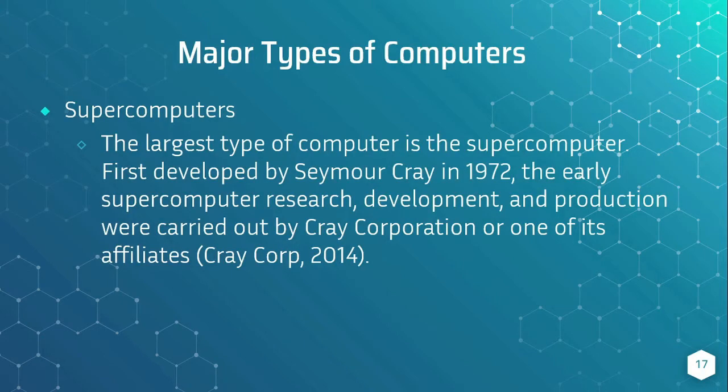Supercomputers. The largest type of computer is the supercomputer, first developed by Seymour Cray in 1972. The early supercomputer research, development, and production were carried out by Cray Corporation or one of its affiliates. A supercomputer is a computational-oriented computer specially designed for scientific applications requiring a gigantic amount of calculation. To be useful, it must process at super fast speeds.